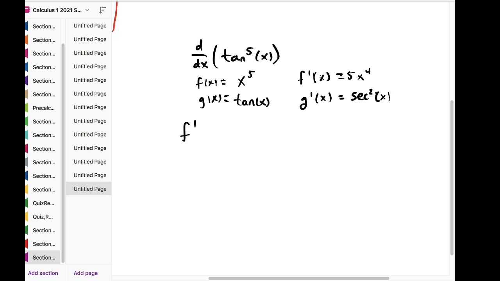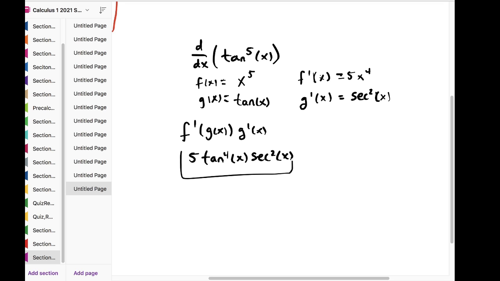F prime of g of x times g prime of x. So it's 5 tangent to the fourth of x times secant squared of x. Can't simplify that because, right, tangent is sine over cosine and secant is 1 over cosine, so this is fine. Questions about that one?